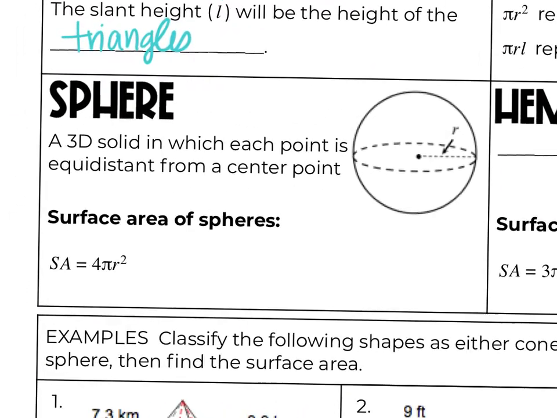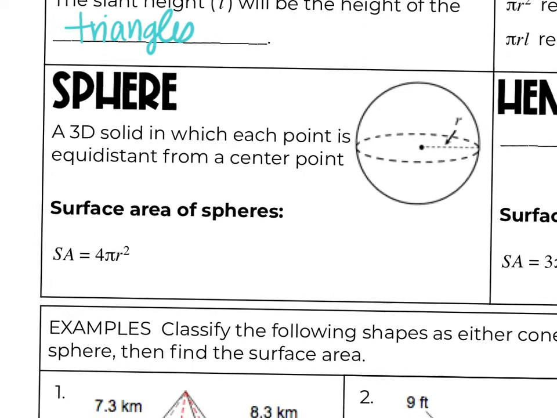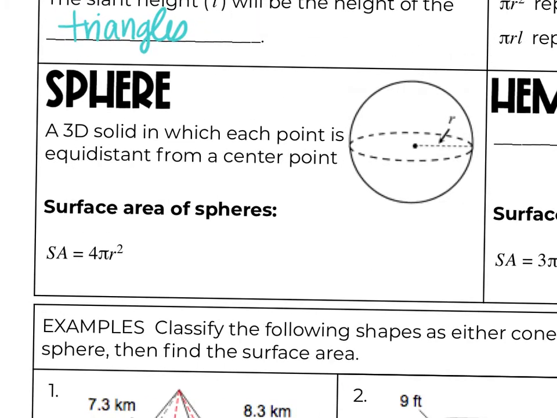Okay, a sphere, so think like a ball, is a 3D solid in which each point is equidistant from a center point. That just basically means the radius could be drawn anywhere, okay? So all of these distances are going to be the same. So what you do for that is 4 times pi times r squared. It's really similar to just the formula for the area of a circle, okay? But it has that 4 added on.